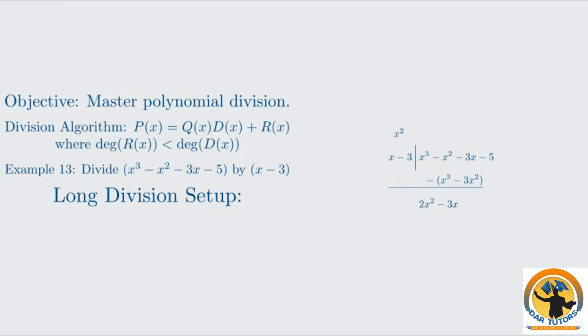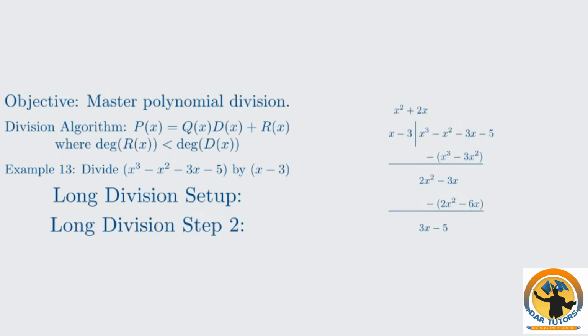Then we multiply x squared by the divisor, x minus 3, to get x cubed minus 3x squared. We subtract this from the dividend. x cubed minus x cubed is 0. Negative x squared minus negative 3x squared is 2x squared. We bring down the next term, negative 3x. Now we repeat the process.